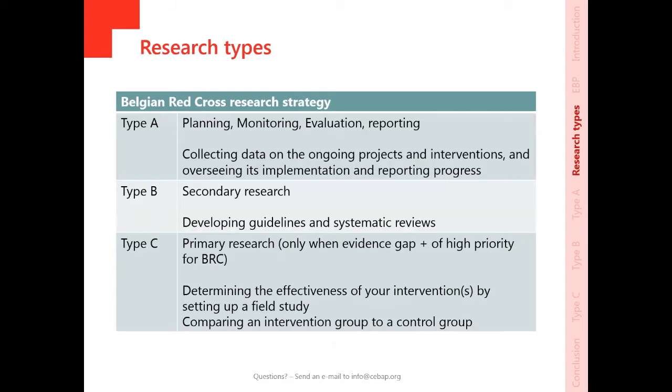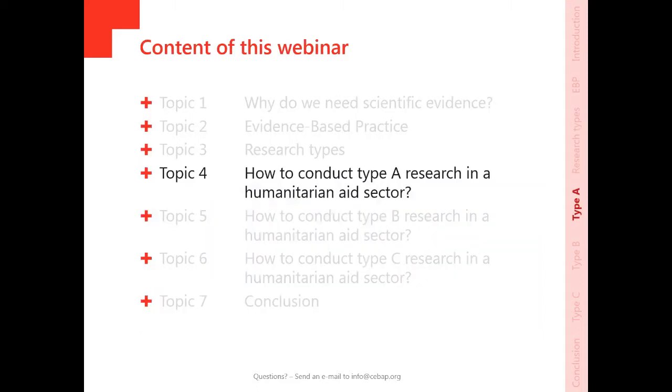Type C research involves primary research, and this means that we would set up our own field study. In such a field study, we compare an intervention group to a control group. At Belgian Red Cross, primary research is only done in very rare cases, when there is no or very limited scientific evidence available, and when the research question is of high priority to improve the workings of Belgian Red Cross. In the upcoming slides, I will explain how to conduct these different types of research and give you examples of ongoing projects at Belgian Red Cross.